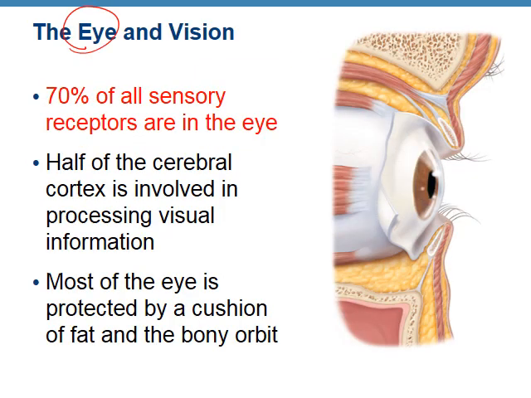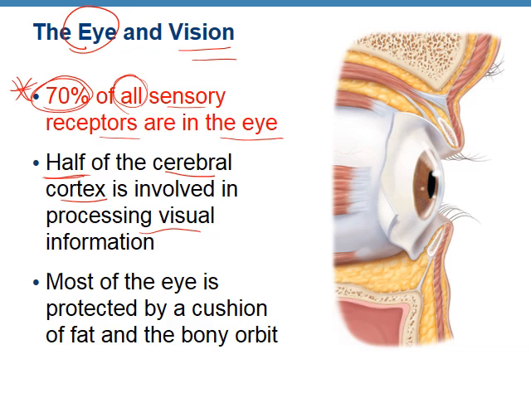So we're going to look at the anatomy of the eye, and then we're going to talk about the physiology of vision. But I wanted you to see this. I think it's pretty important that 70% of all of our sensory receptors are in the eye. That's saying all, right? Your entire body, the majority of them are in your eye. Half of the cerebral cortex is involved in processing visual information. So this should tell you how important your eyes are. Also, do you remember that we have 3 cranial nerves? And these 3 cranial nerves are controlling eye movement. So that should also tell you it's pretty important.